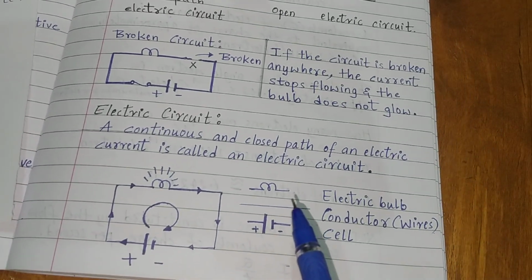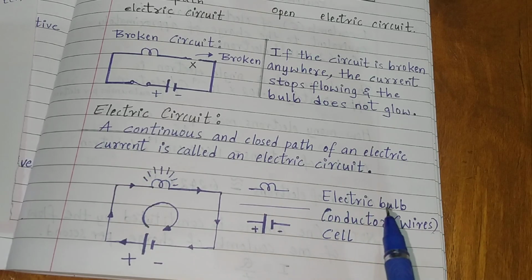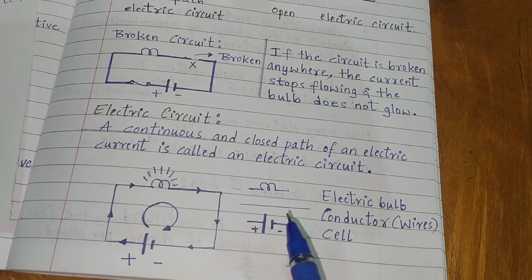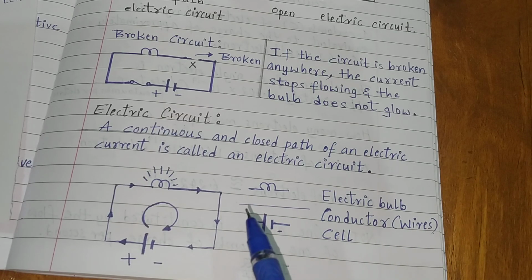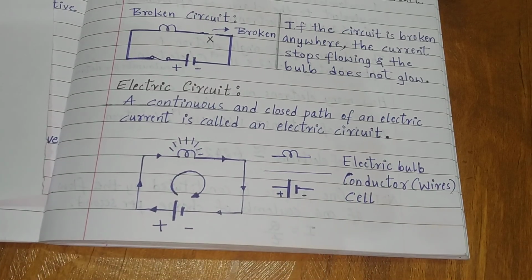Here see, symbol of an electric bulb. A straight line is known as conductor or wires. I repeat, a straight line indicates conductor, wires or conducting path. Plus minus, here a cell, symbol of a cell. I hope, dear students, you have understood very well.